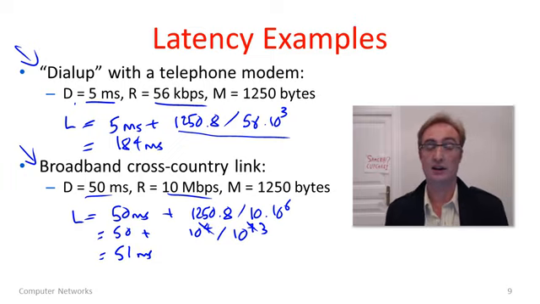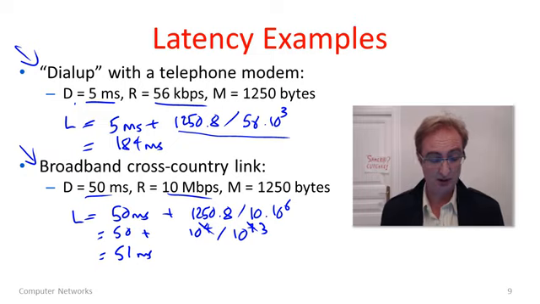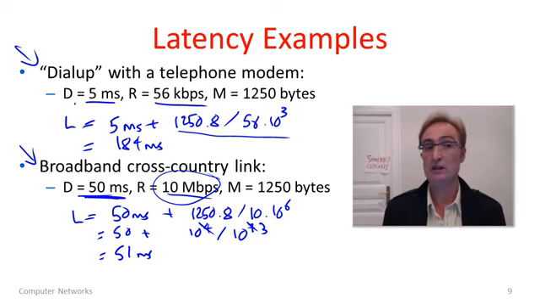Okay, well, interesting. So in this example, nearly all of the delay is coming from the propagation delay to send the message across the country. The transmission delay component is almost nothing because we have a reasonable speed.